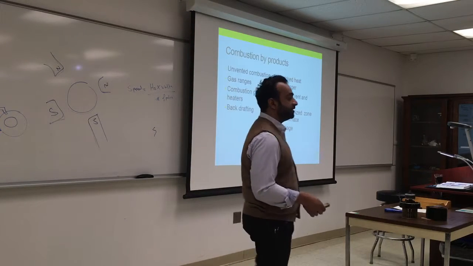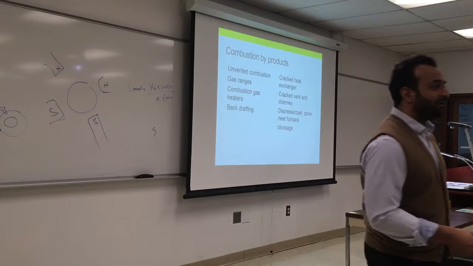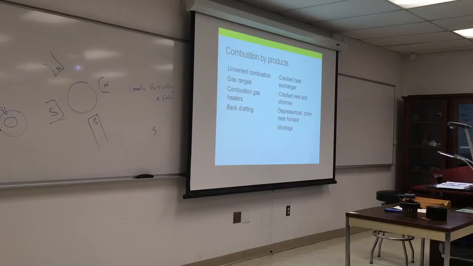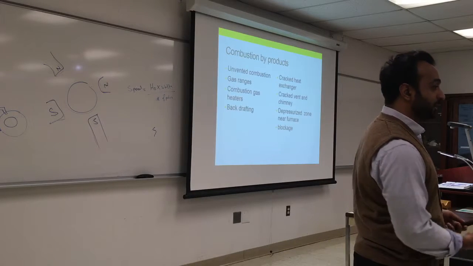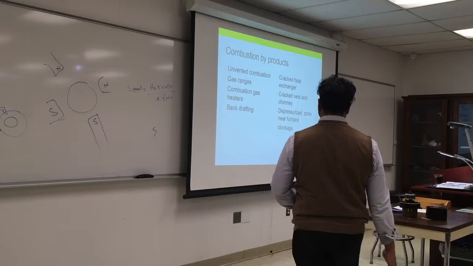Depressurized zone near the furnace. What does that mean? Let's say you decided to install a big vent fan in the basement. That will cause back pressure. That back pressure will alter the balance of pressure inside the basement, and thereby the air, instead of going out, will come down through the fire and into your basement. And this will have some kind of backdrafting.